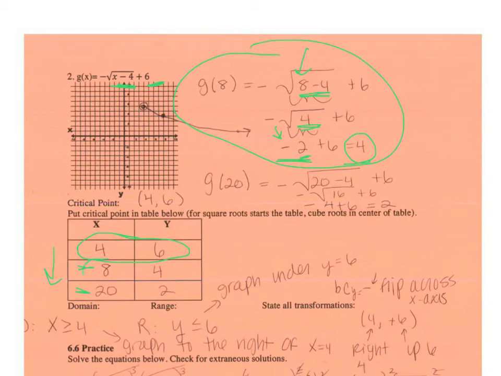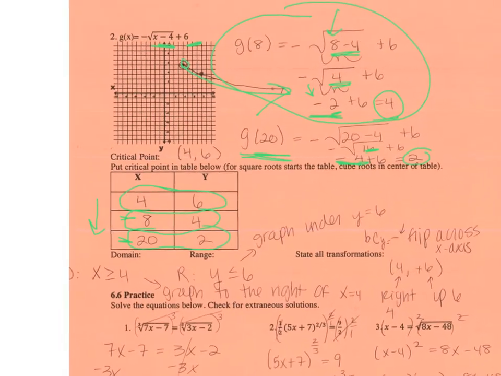So it's 8, 4. Then when you plug in 20, 20 minus 4 is 16. The square root of 16 is 4. You multiply by negative 1, you get negative 4 plus 6 is 2. So we have 3 points. Critical point, important, it's going down this direction.